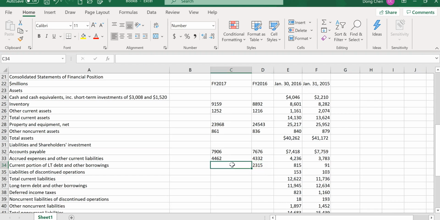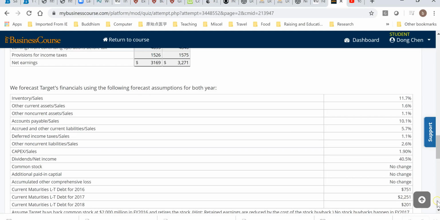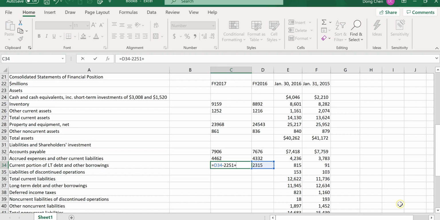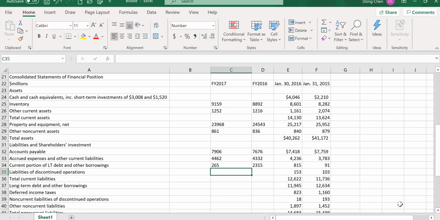And then for the 2 year later number, the 2017 number, that's going to be current again using the same formula. But then we should subtract 2,251 and then plus the 2018 number, which is 201. So that's going to be the current portion of the long-term debt.